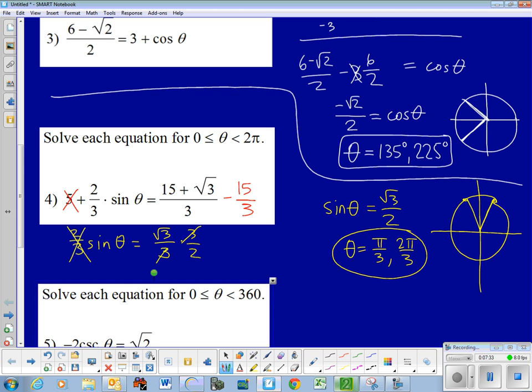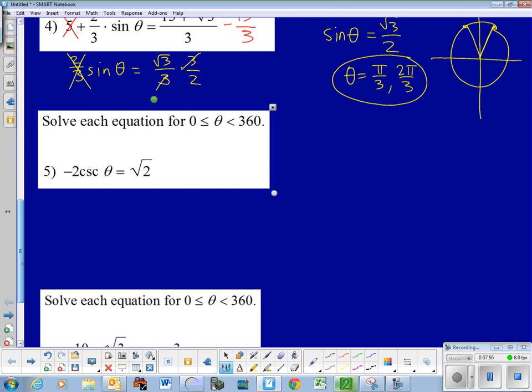Anytime you solve an equation, you can substitute your answer back in and make sure that it's true. I'm fairly confident because I simplified down to square root of 3 over 2, which means this was able to be solved without a calculator, which makes me confident that I was on the right track.